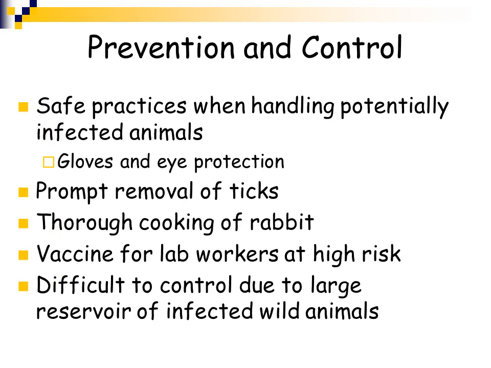So safe practices when handling potentially infected animals is a way to prevent and control infection: wearing gloves, eye protection, thick gloves where if an animal were to bite you, it wouldn't penetrate the skin, promptly removing ticks from your skin if they're attached, thoroughly cooking rabbit. You never want to cook a raw wild meat that might be infected. There is a vaccine for laboratory workers that are at high risk. However, it's not a commonly used vaccine.